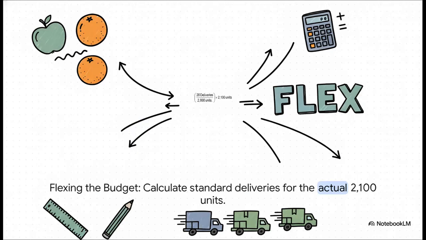Now, step 2. This is the most critical step, and it's called flexing the budget. All this means is that we need to make a fair apples-to-apples comparison. Our original budget was for 2,000 units, but we actually produced 2,100. You can't compare those directly. So we flex. We say, okay, if 2,000 units were supposed to need 20 deliveries, then our actual output of 2,100 units should have required 21 deliveries. That's our new adjusted standard.